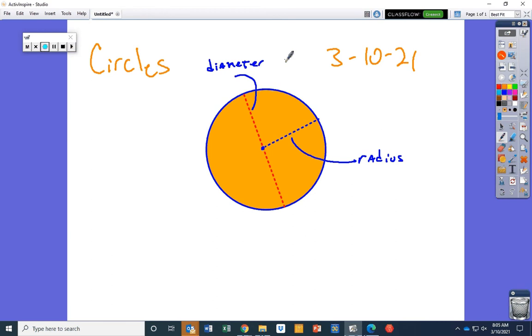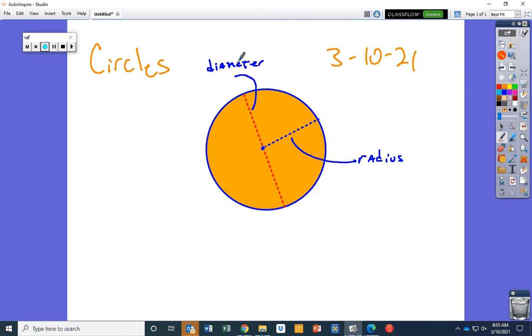If you have a diameter, then you have a radius. If you have a radius, you have a diameter. What do I mean by that? What do you notice? Radius is halfway across the circle. Diameter is all the way across. So if I have a radius of 5, what would I have as a diameter? 10. If I have a diameter of 20, what would I have as a radius? 10. Does that make sense? If you have one, you have the other.